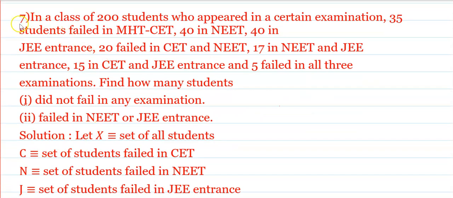Now the question number 7. In a class of 200 students who appeared in an examination, 35 students failed in CET, 40 in NEET, 40 in JEE entrance, 20 failed in CET and NEET, 17 in NEET and JEE entrance, 15 in CET and JEE entrance, and 5 failed in all 3 examinations. Find how many students: first, did not fail in any examination; second, failed in NEET or JEE entrance.